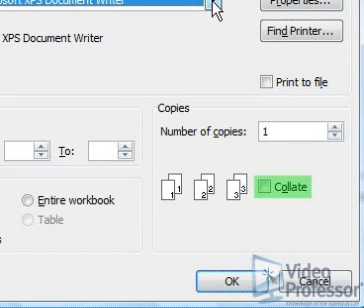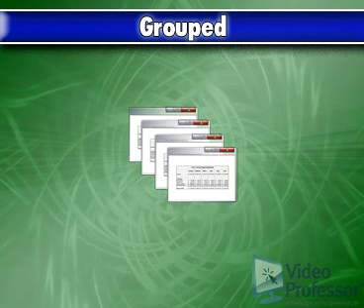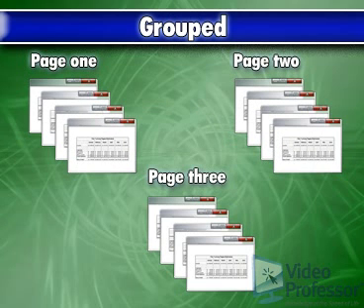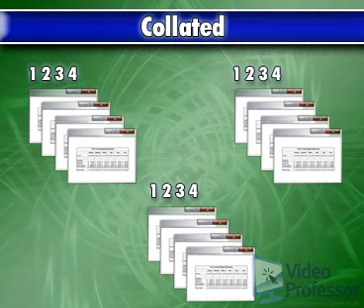Below the Number of Copies box is the Collate Copies option. This is helpful when printing more than one copy of the spreadsheet. If the copies are grouped or not collated, all the page 1s will be together, then all page 2s, and so on. Collating puts the pages of each copy in order. Typically, with a multi-page document, you'll want to collate your copies.